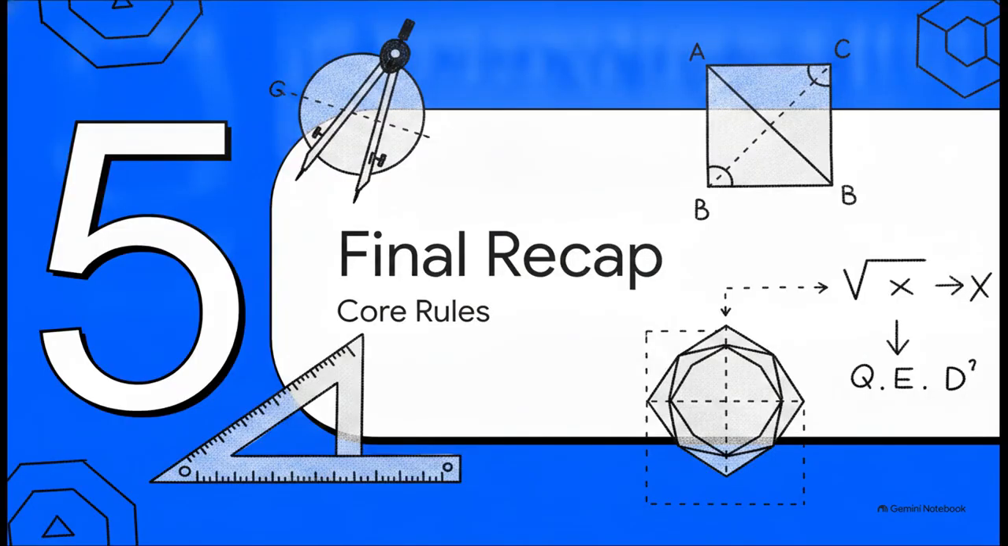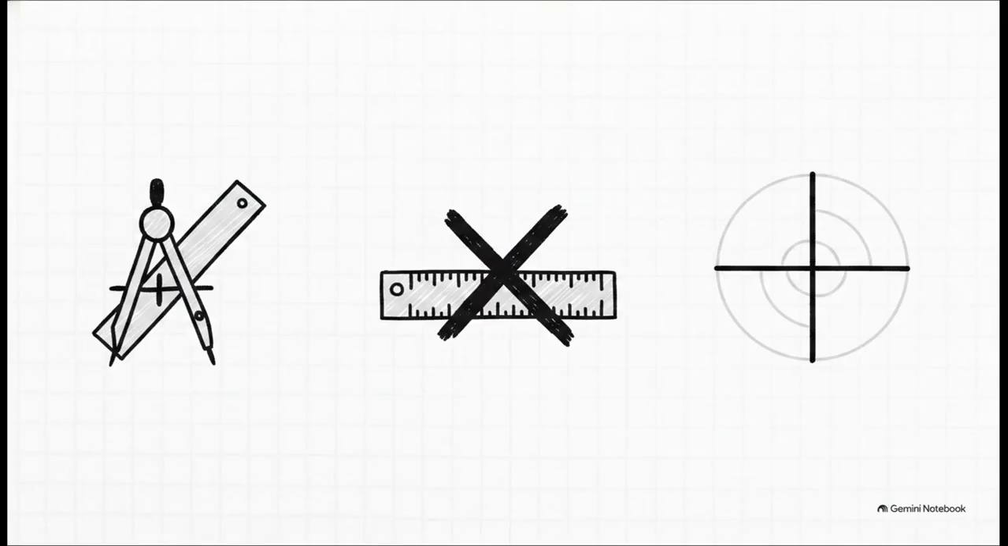Section 5, Final Recap. Let's wrap things up and review the core rules we've established today. Keep these 3 main pillars in mind for your assignments. Number 1, pure construction relies strictly on a compass and a straight edge. Number 2, numbers are banned. If you measure anything, you've gone off track.